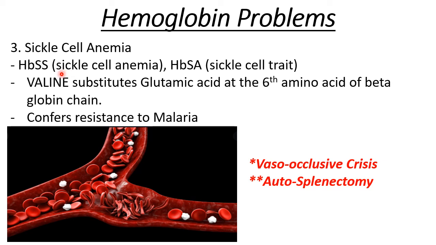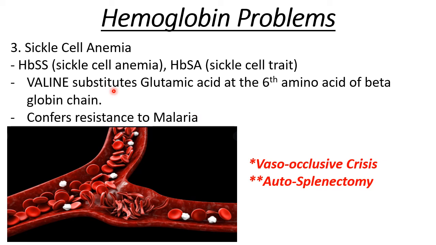Ano naman ang genetic mutation that can be observed in sickle cell anemia? Ang valine will substitute the normal glutamic acid at the 6th amino acid of the beta-globin chain. So, since second year, pinapamemorize ko na to sa inyo. Dapat wala nang magkakamali dito. And another important to take note is that sickle cell anemia confers protection against malaria. So tatlo na ang conditions that can protect us against malaria: G6PD, ovalocytosis, and sickle cell anemia.